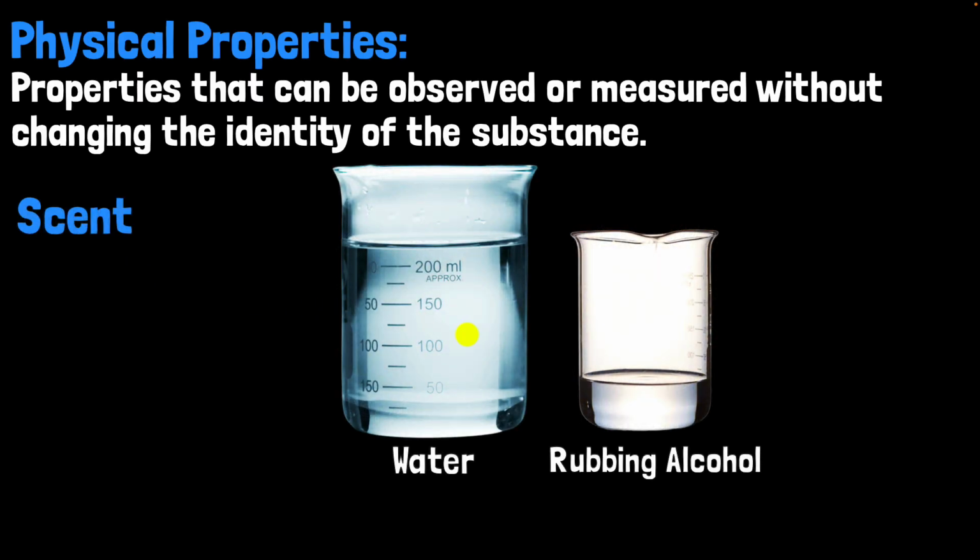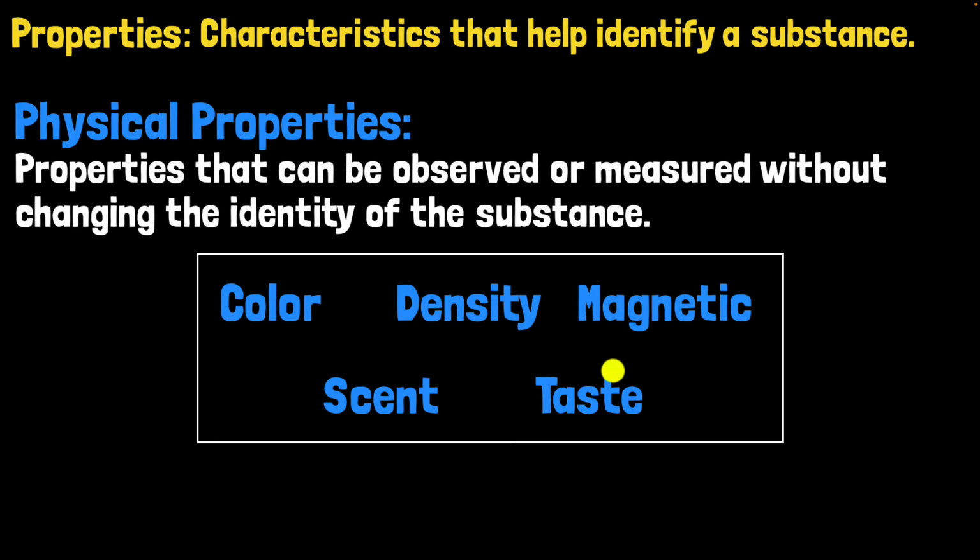Here's another example. When you were asking your brother to smell them, the act of smelling, which is basically figuring out the scent, did not change, again, the identity of the substance. Water did not change. The alcohol did not change. It stays the same. So you see what I mean? If you look at all these properties, if you try to measure them or observe them, they do not change the identity of the substance at all. Such properties are what we call physical properties.